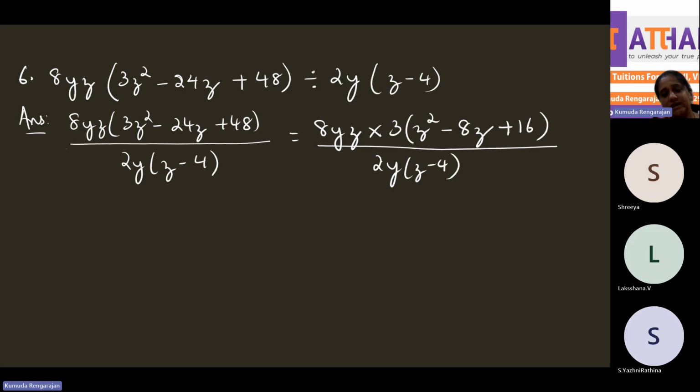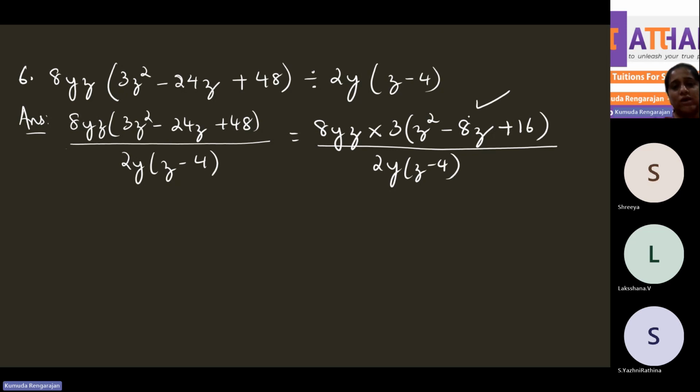3, 24 and 48 have 3 in common. So you'll have to bring out the common factor. That's a very important step. When you have an expression and all the terms of the expression have an HCF other than 1. See, 1 is always an HCF of 2 or more terms. But other than 1, if something else is common, you should bring out that common factor. That's the first step.